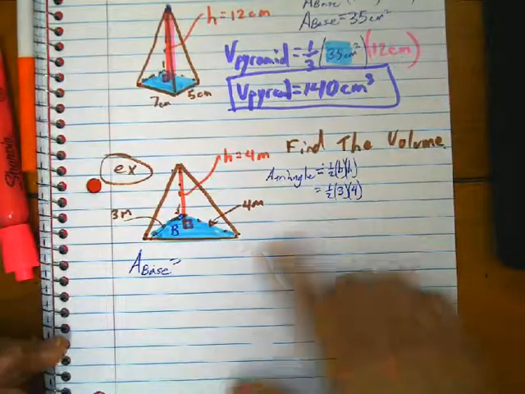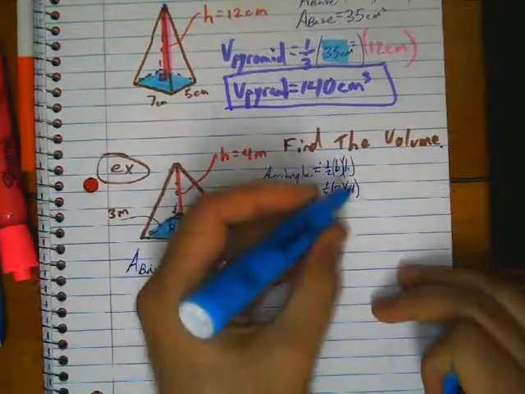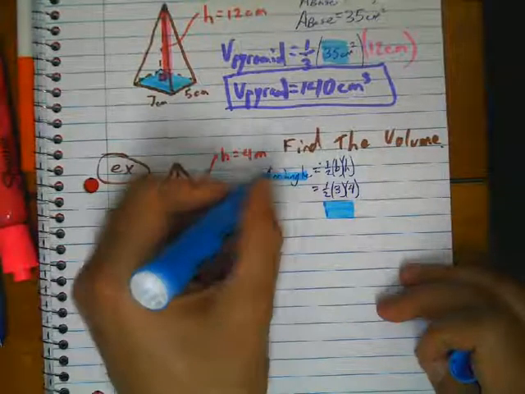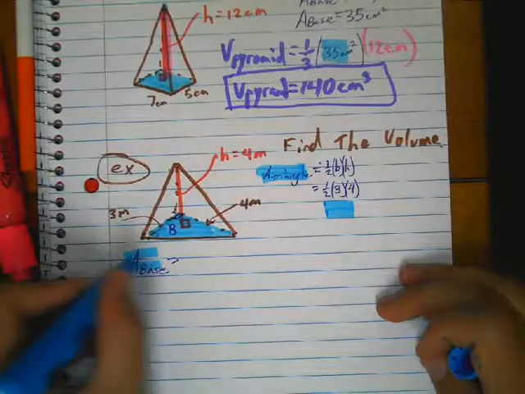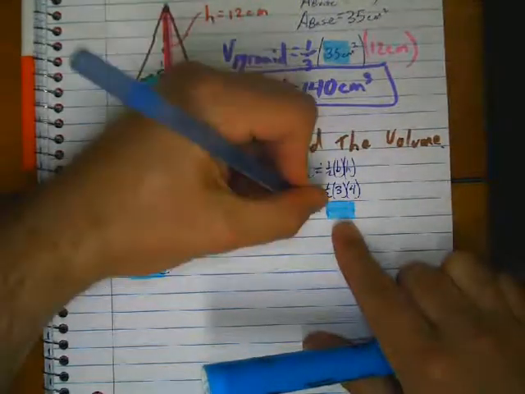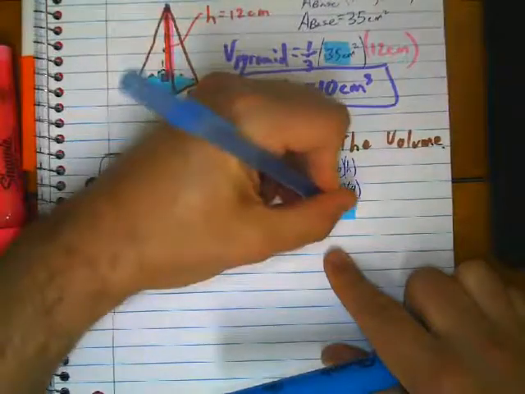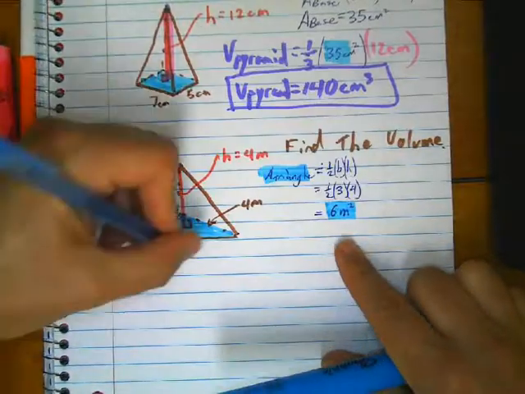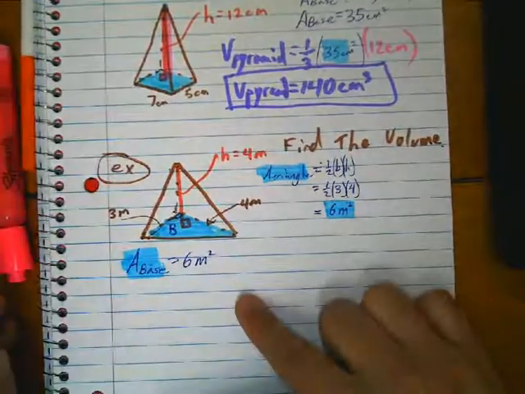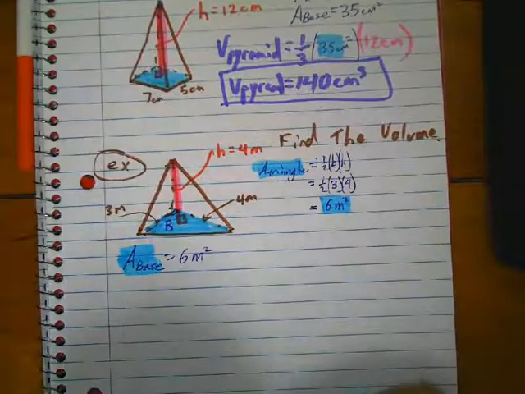Okay, which is going to give me, because the base is a triangle, well, 1/2 of 4 is 2, and 2 times 3 is 6. So 6 meters squared is the base area of this triangle. Now our height is 4 meters.